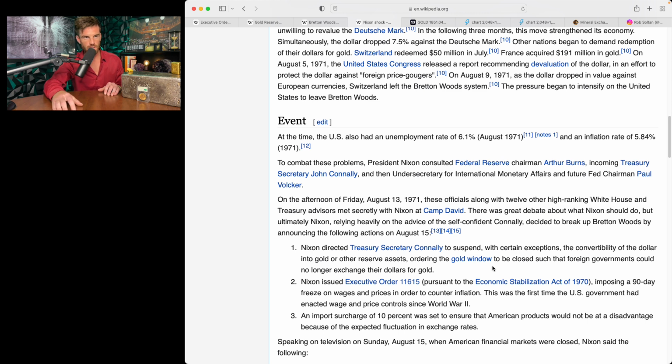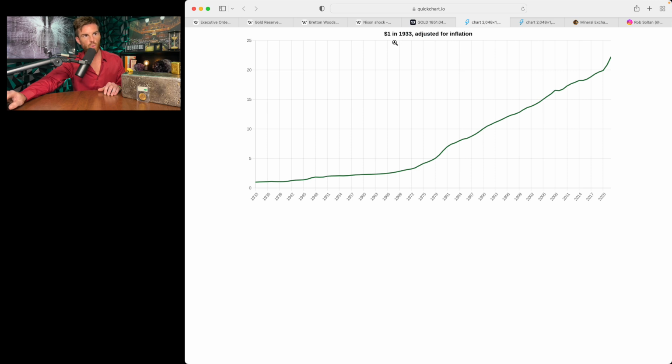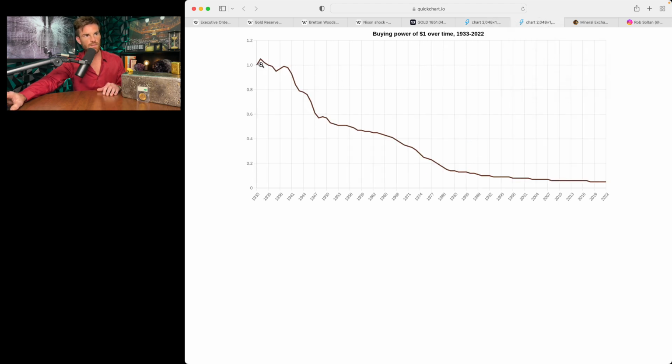And what happened because of that? Well, that's the next chart here. This is $1 adjusted for inflation from 1933 until today. So $1 in 1933 is now roughly $20 to $25 adjusted for inflation today. The next chart really puts it into picture here. This is the buying power of $1 over time.